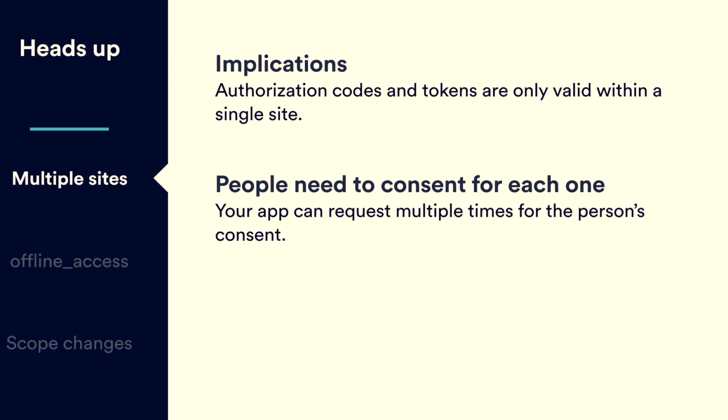So in that consent screen, there's a drop-down where they select which site they are authorizing for. So just be aware, you might have multiple issue links and stuff like that. So be aware that users can have multiple sites, and your tokens might not be valid for all of them.